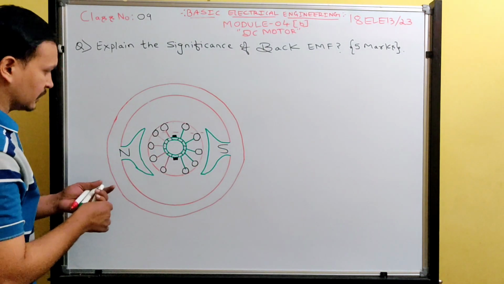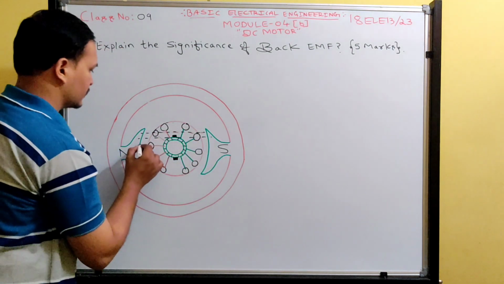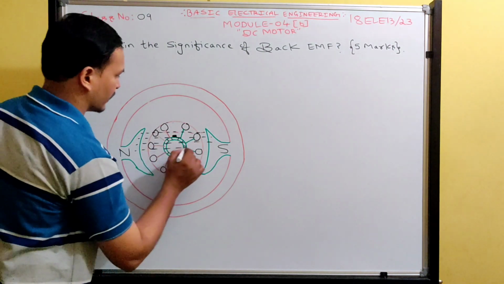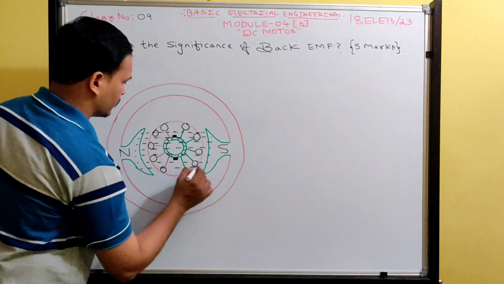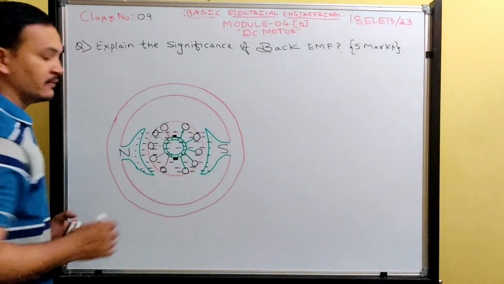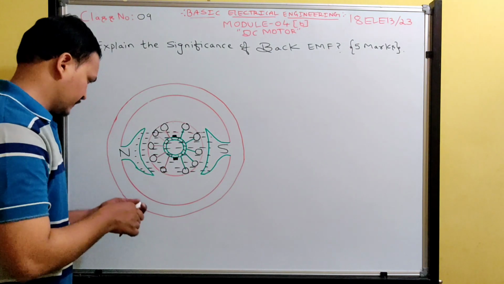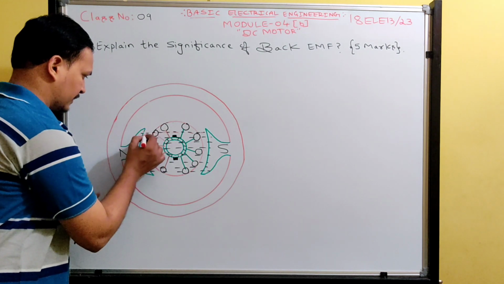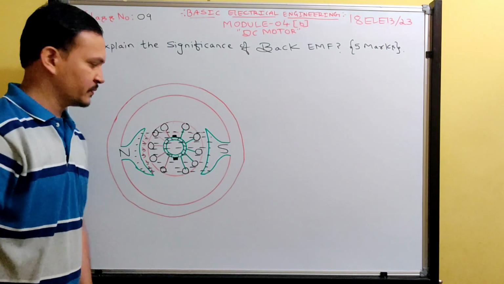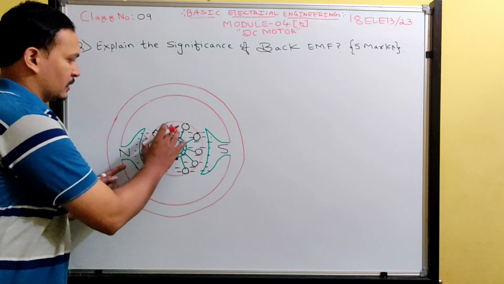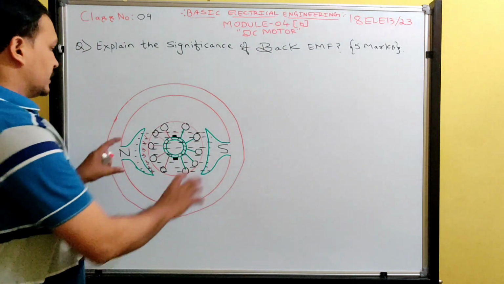So let me draw with black color itself. So what I have drawn as dotted lines are called lines of flux, or main flux. So from north pole to south pole, there will be lines of flux. So let me draw the direction like this. So the flux is moving from north pole to south pole externally. So while rotating, this armature conductor is going to cut the flux. So this will be the main flux.